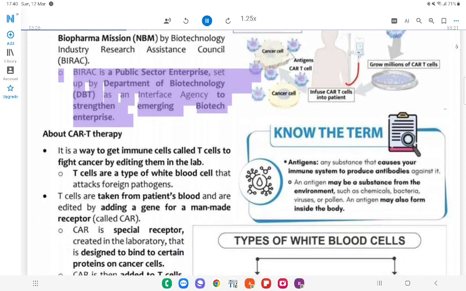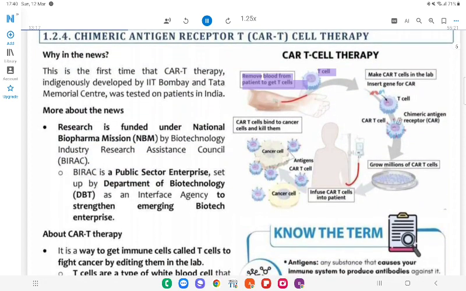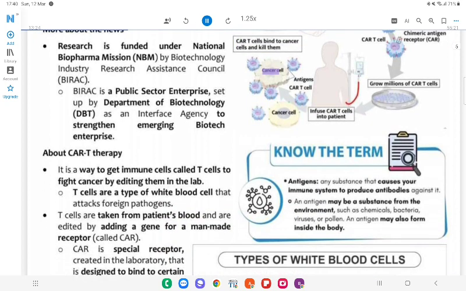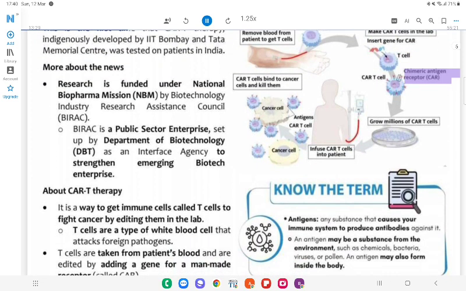BIRAC is a public sector enterprise set up by the Department of Biotechnology DBT as an interface agency to strengthen emerging biotech enterprise. About CAR T therapy. Blood is removed from the patient to get T cells. CAR T cells bind to cancer cells and kill them. Make CAR T cells in the lab by inserting the gene for chimeric antigen receptor CAR.